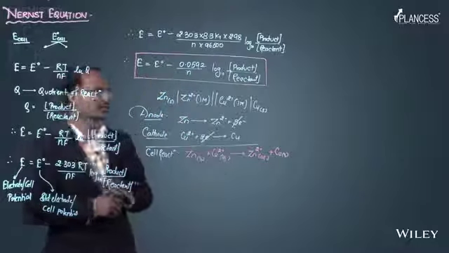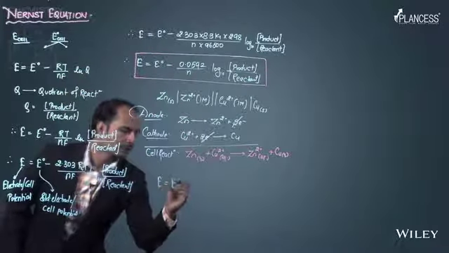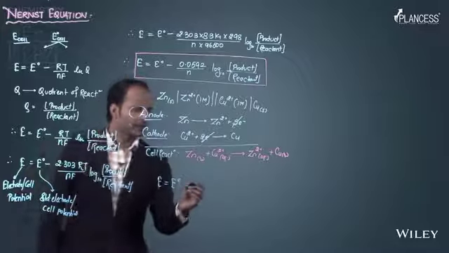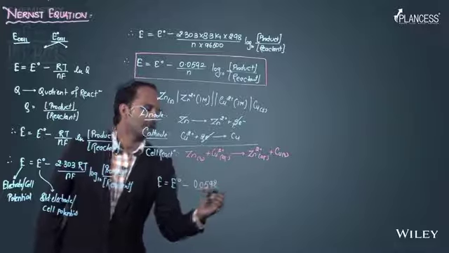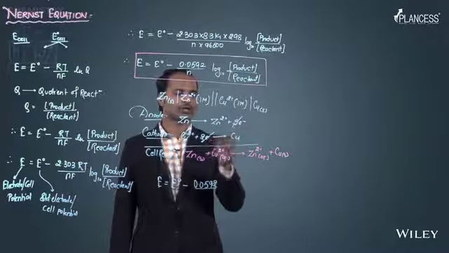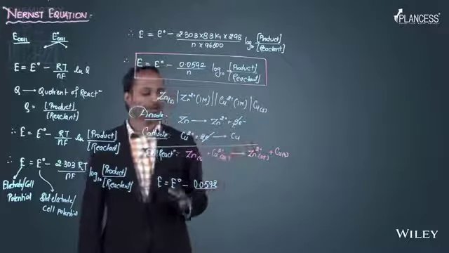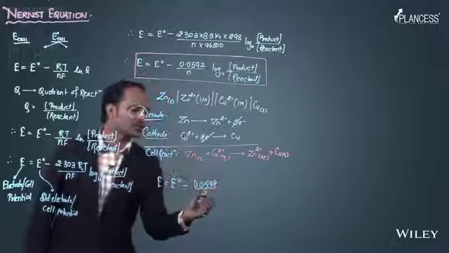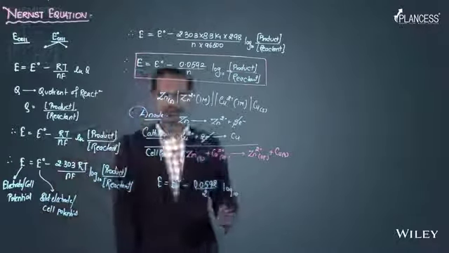So let us write the Nernst equation. Here the Nernst equation will be E is equal to E naught minus 0.0592 upon N. N is the number of moles of electrons here. So how many electrons are gained or lost? Two electrons are getting cancelled. That means 2 electrons are lost and 2 electrons are gained, so the total electron exchange is 2. Then log to the base 10 of product upon reactant concentration.